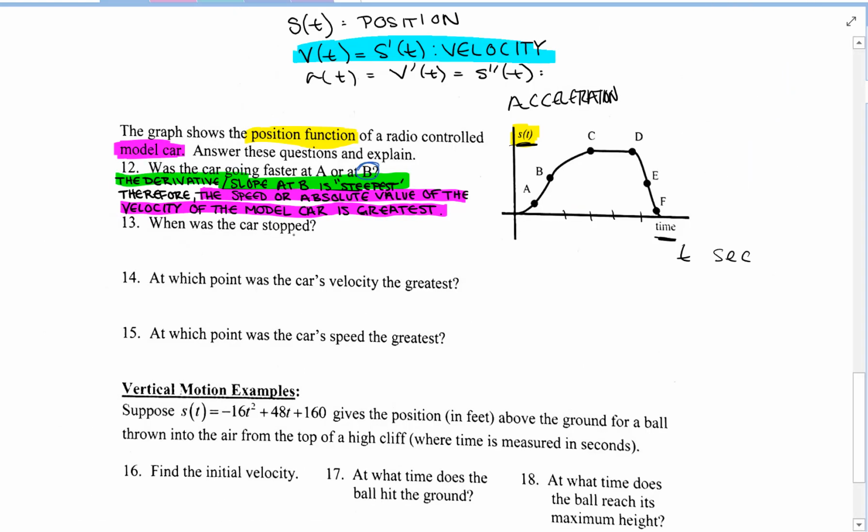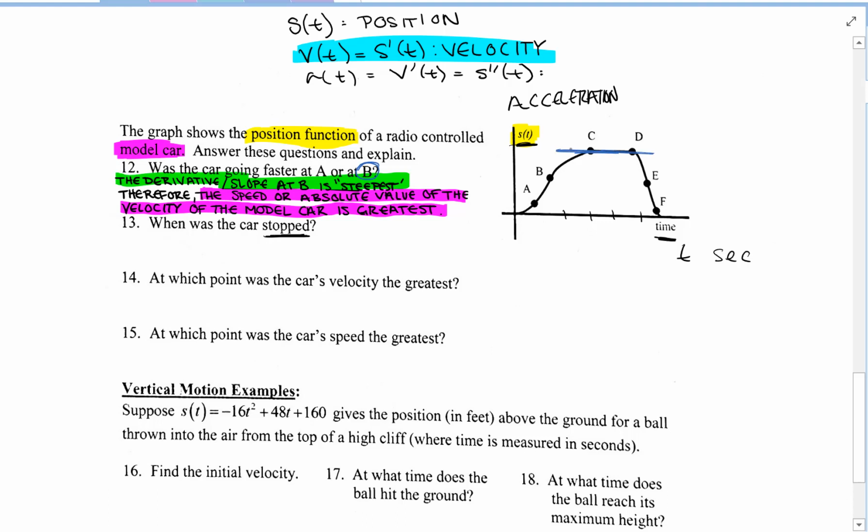When was the car stopped? Stopping the car would involve a speed of nothing, right? If your car is in park, you're going 0 miles per hour. When the speed is 0, we have no motion. When the velocity is 0, we have no motion. So we're looking for when the velocity or the derivative of the position function is 0. Where is that slope 0?